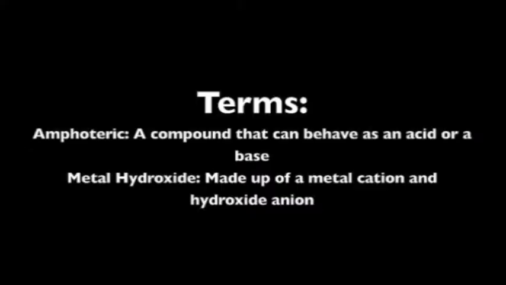So there are a few terms to know for this demonstration. First is amphoteric. If a compound is amphoteric, it means it is able to behave as an acid or a base depending on what it is reacting with. The other term to note is metal hydroxide. Metal hydroxides are made up of a metal cation and a hydroxide anion.